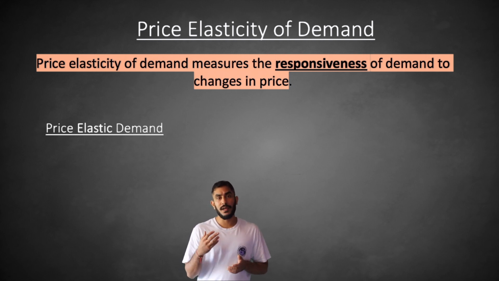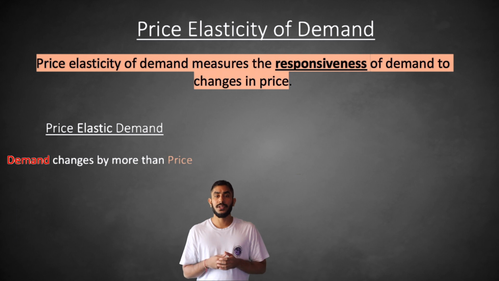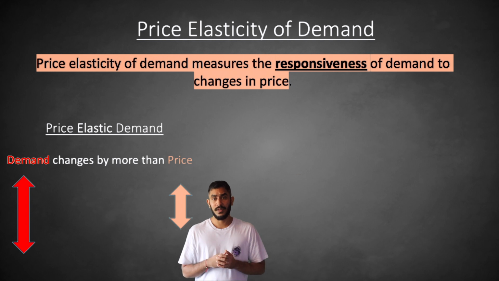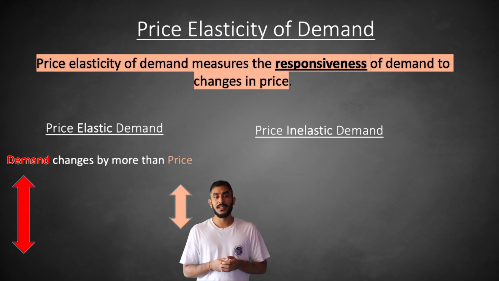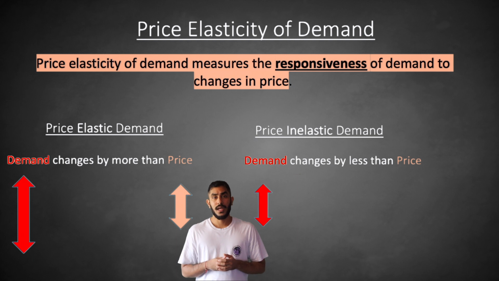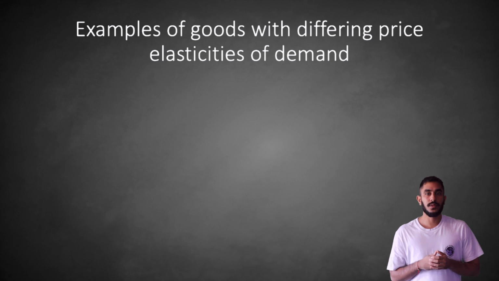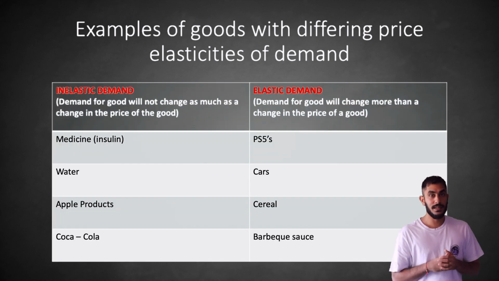If demand is said to be price elastic, demand for a good changes by more than the price, where demand and price changes are measured in percentage terms. Economists say that when demand is elastic, a change in price will lead to a more than proportionate change in demand. If demand is price inelastic, demand for a good changes by less than the price of a good. Economists say that when demand is price inelastic, a change in price will lead to a less than proportionate change in demand. Here are some examples of goods that have either elastic or inelastic demand.